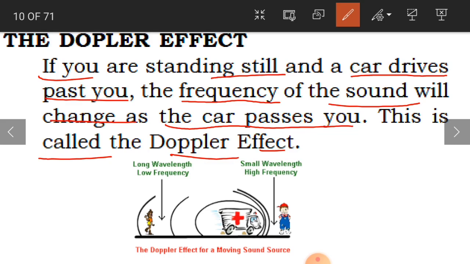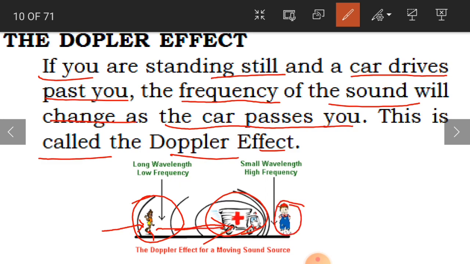If any vehicle or car passes you, the frequency of the sound is going to change. Suppose you are here. When this ambulance was near you, you would have got much sound. But as it passes away from you, the sound is decreasing, because the frequency is decreasing. But here one more person is there.